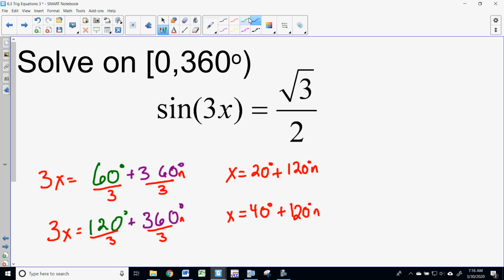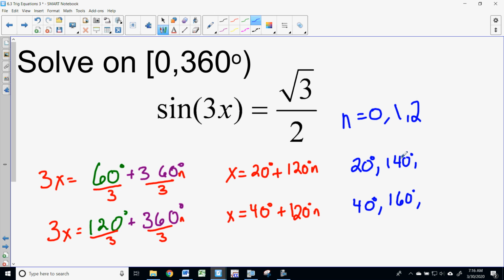Now, I'm going to start here, and I'm going to start at 0, and I put 0 in. So this is 20 plus 120 times 0, which is just 20. And I plug 0 in down to here, and that gives me 40. There's my first answer. Then I go n is 1. So if I put 1 in for n, I have 20 plus 120, which is 140. If I plug n down here, I have 40 plus 120 is 160.